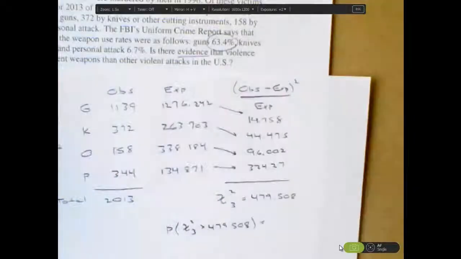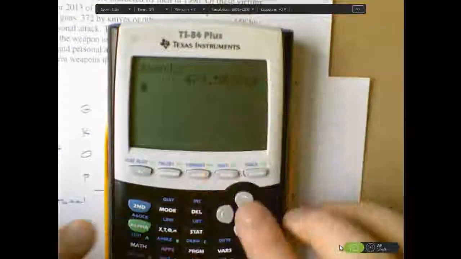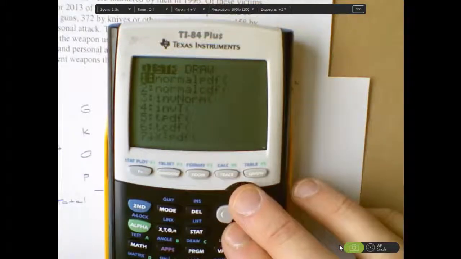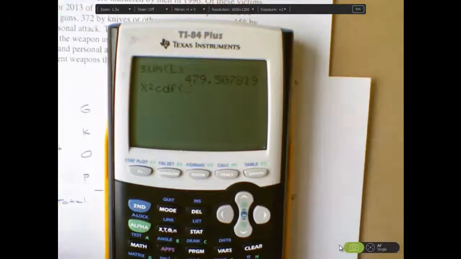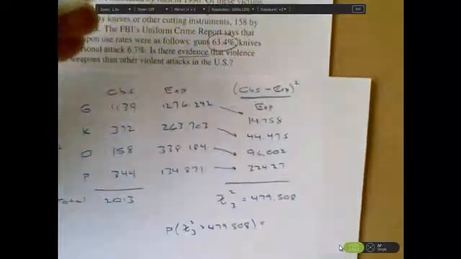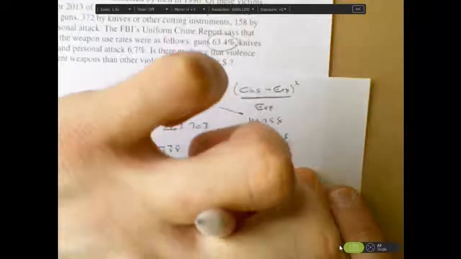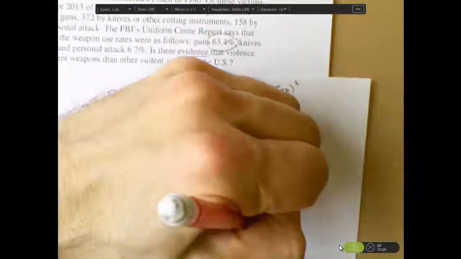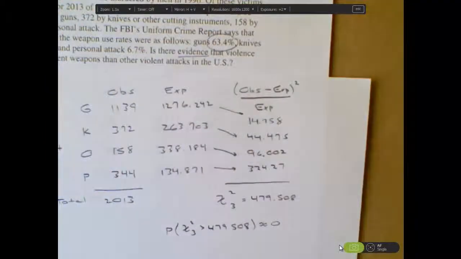I'm going to need to use chi-squared CDF. Second distribution, chi-squared CDF is choice 8. I'm going to put in my lower bound, which I can take that answer, comma 999, and then my degrees of freedom, 3. Okay, you can see your answer is 0 here. Your p-value is not 0. It's very, very close to 0. So we can say essentially 0. P-value is low, we're going to reject the null.